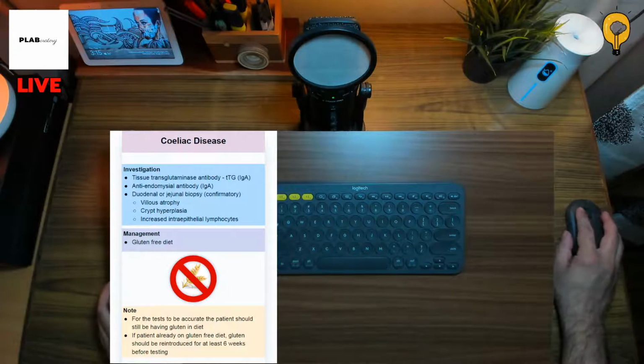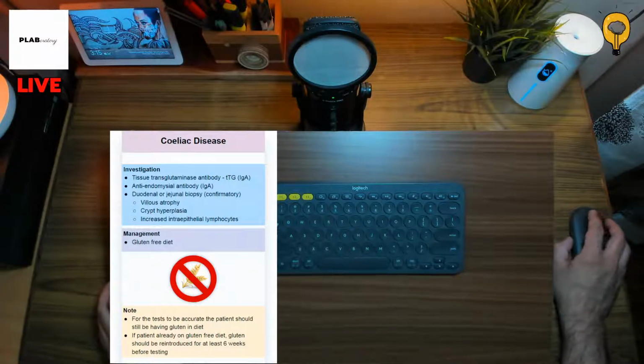Now we have to take care of the complications of celiac disease. That can be osteoporosis and T cell lymphoma, or enteropathy associated T cell lymphoma, and it can also cause diabetes mellitus.